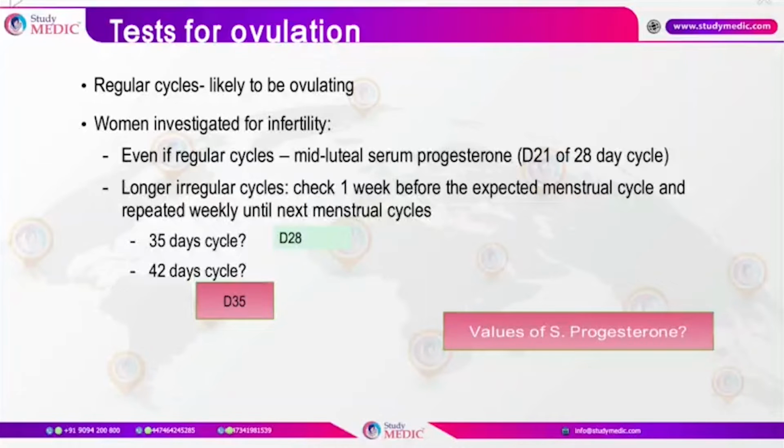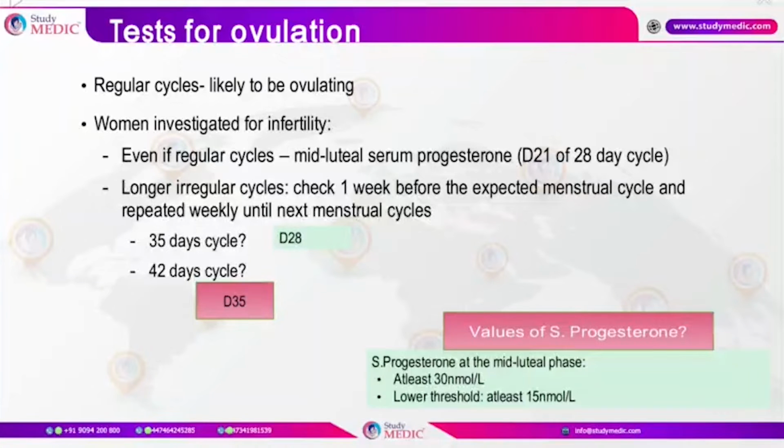So what could be the value of serum progesterone? Sometimes you might get puzzled with it, but understand very clearly, serum progesterone at mid-luteal phase is at least 30 nanomole per liter, and the lowest threshold which can be considered as ovulation having been done is 15 nanomole per liter.